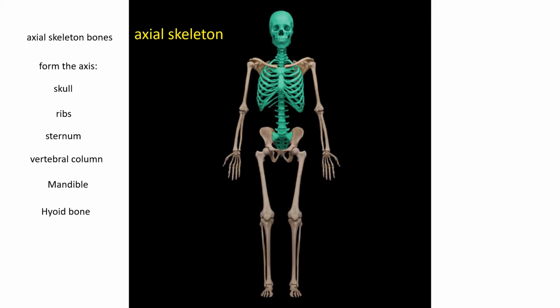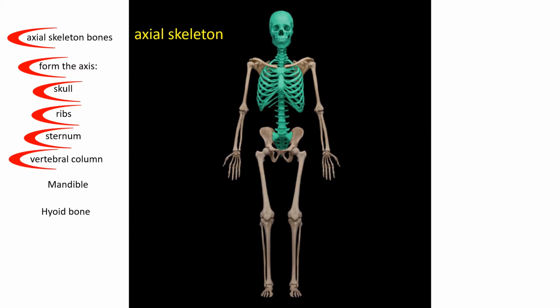The question now is, what is the axial skeleton? The axial skeleton is made of several bones, and they form the axis of the body, and from top to bottom it has several parts. The first part of the axial skeleton is the skull. Then we have the ribs and sternum. Then we need to know something about the vertebral column, and then the mandible and hyoid bone.